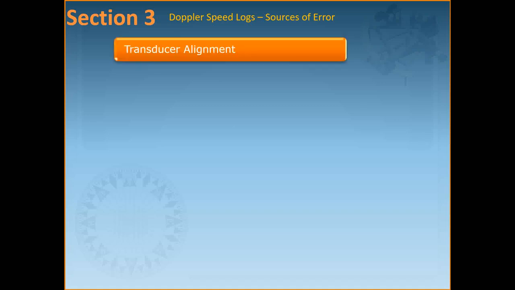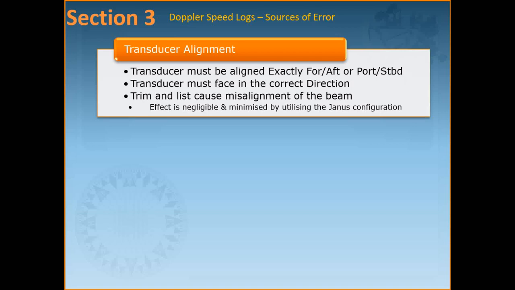Alright, now like any other instrument dependent on signal transmission and reception, the Doppler log also has some errors and limitations that you must be aware of. The first is the transducer alignment. The acoustic energy beams should be exactly fore and aft, as also the port and starboard beams. Most of the transducers have an indicating arrow, which is to be lined up with the vessel's forward and aft center line at the bottom of the hull.